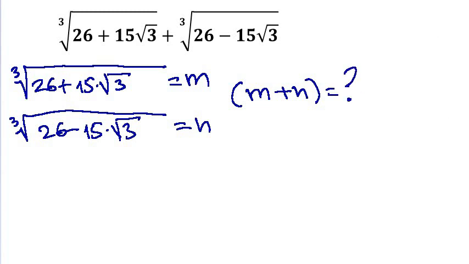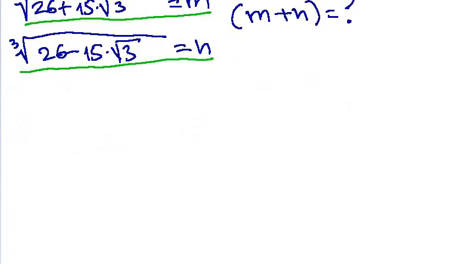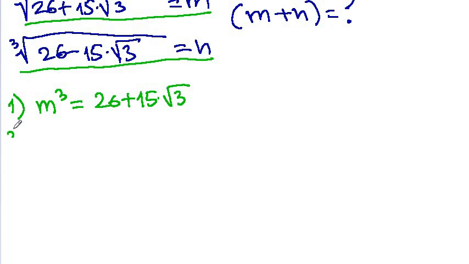Now, if we raise each equation to the third power, both sides, then first we'll get m cubed is equal to 26 plus 15 times square root of 3, right? And second one is n cubed equals 26 minus 15 times square root of 3.